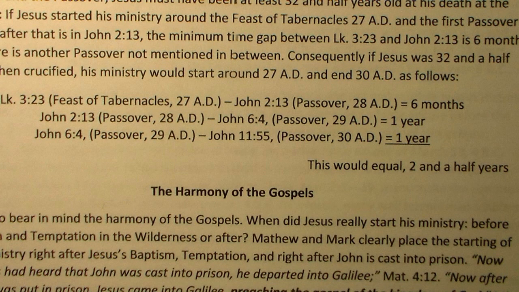Jesus started his ministry on the Feast of Tabernacles 27 AD. And the first Passover mentioned after that is John chapter 2 verse 13. The minimum time gap between Luke 3:23 and John 2:13 is about 6 months, unless there is another Passover not mentioned in between. Consequently, if Jesus was 32 and a half years old when crucified, his ministry would start around 27 AD and end 30 AD as follows.